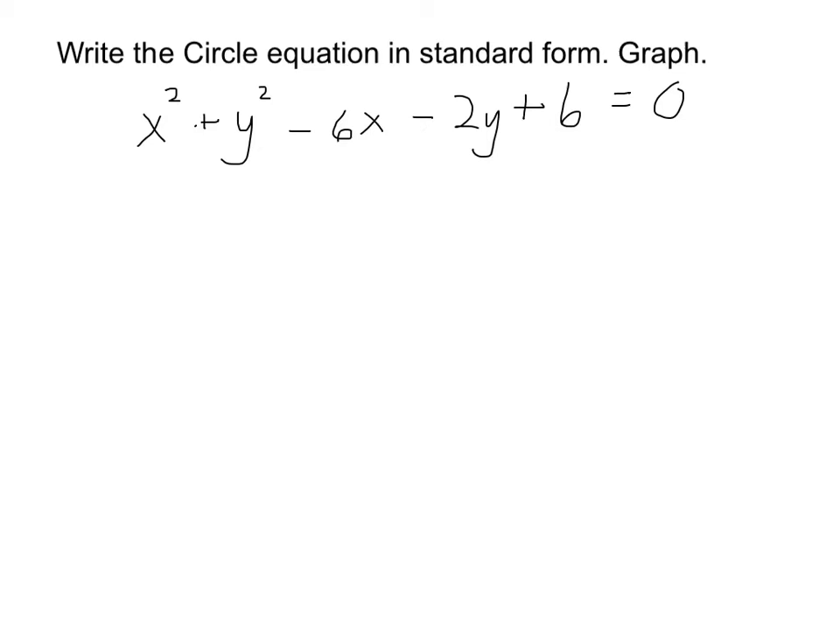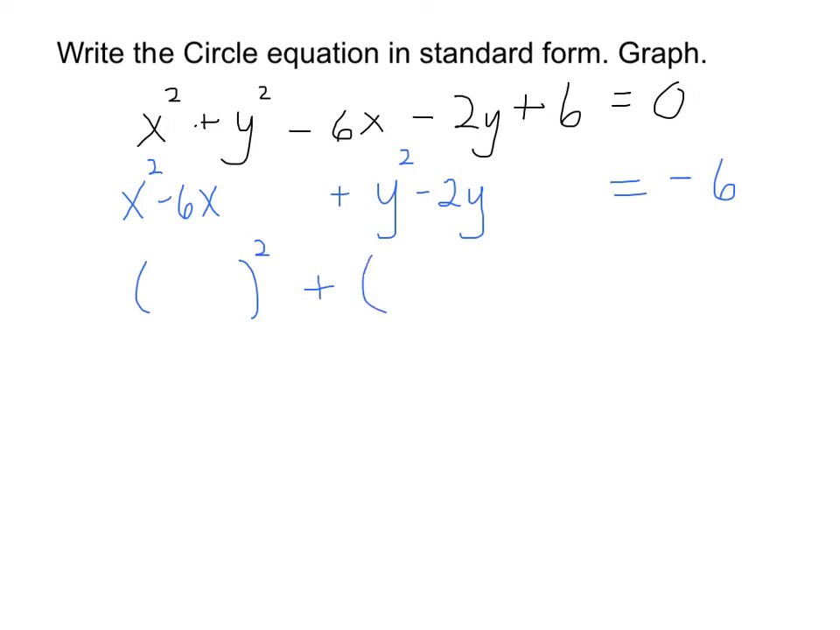So the first thing you want to do on this problem is write all the x values together, leave a space, and then the y values together, leave a space, and then move the constant to the other side of the equal sign. So you can see here I'm going to subtract the 6 to the other side. Well, this just looks like 2 completing the squares. So I want it to look like this, right, to be in standard form of an equation.